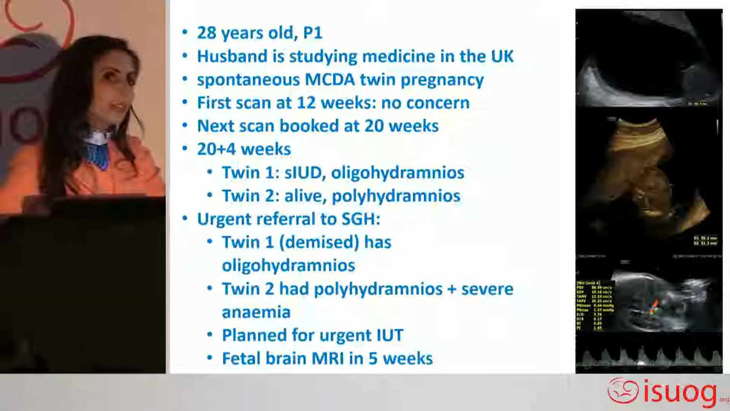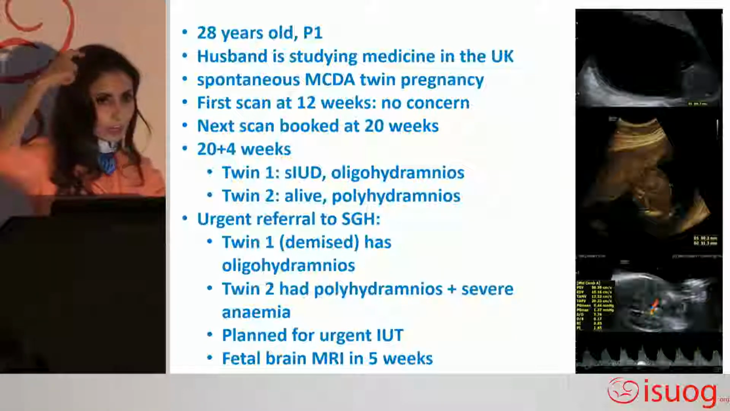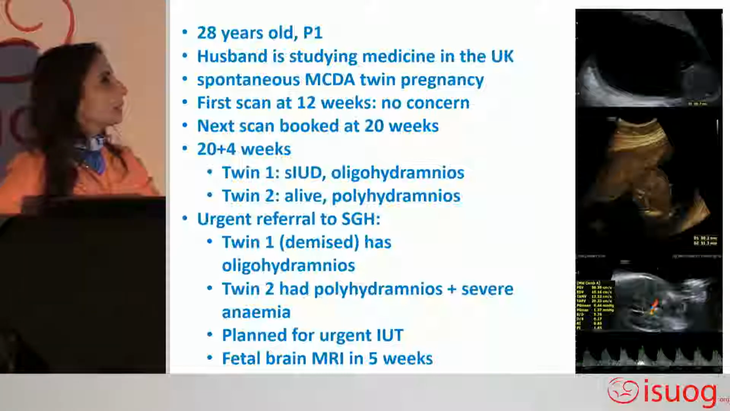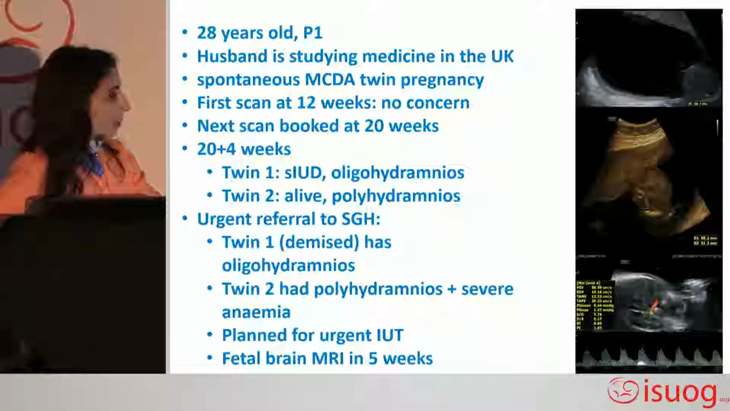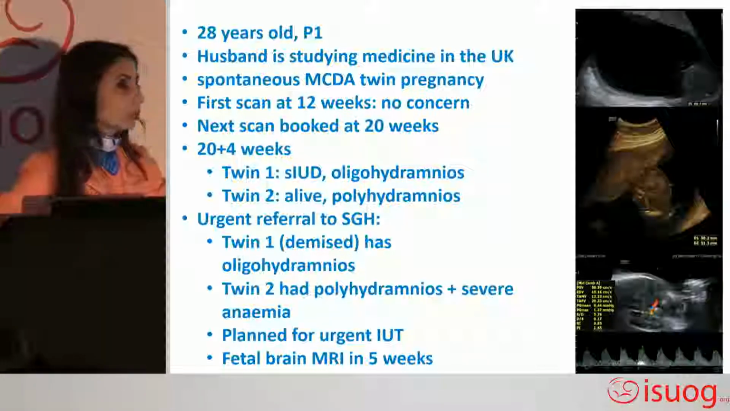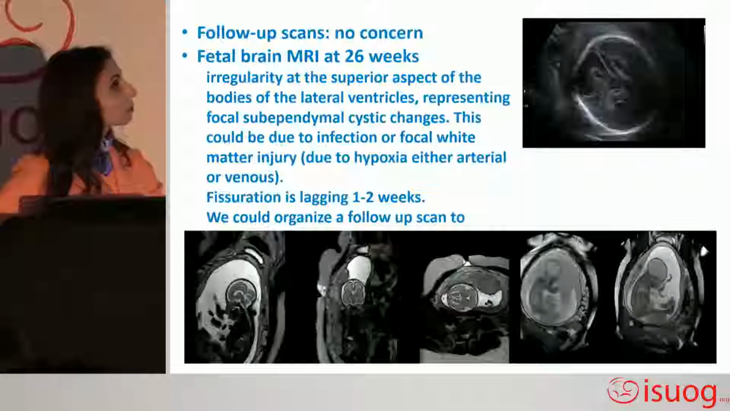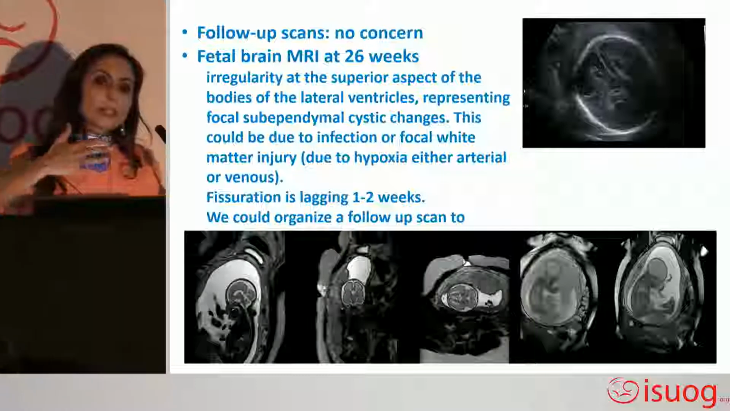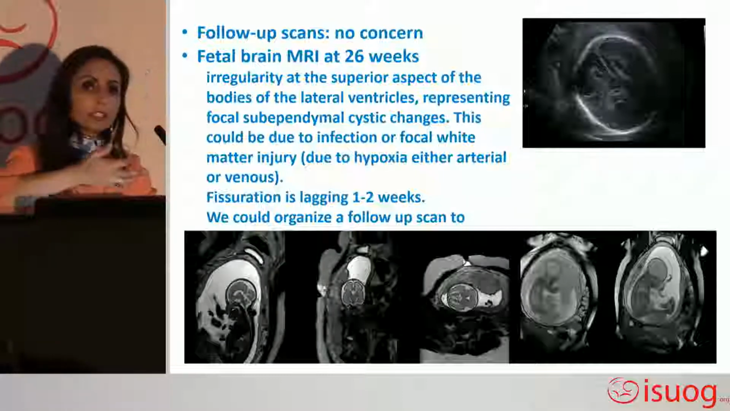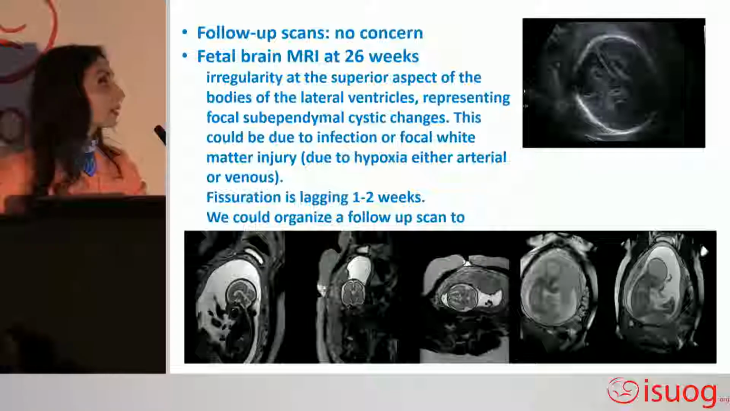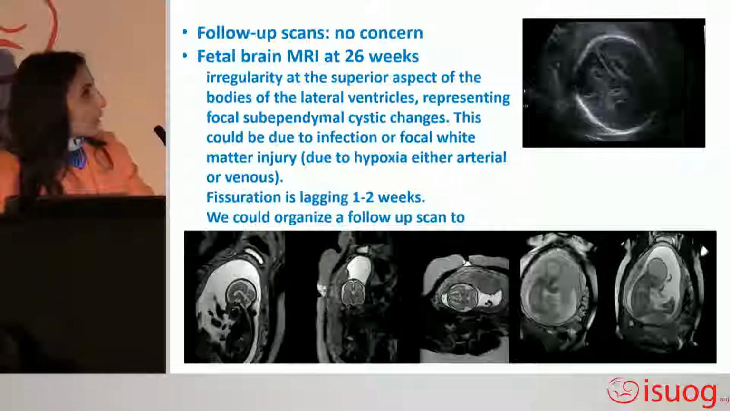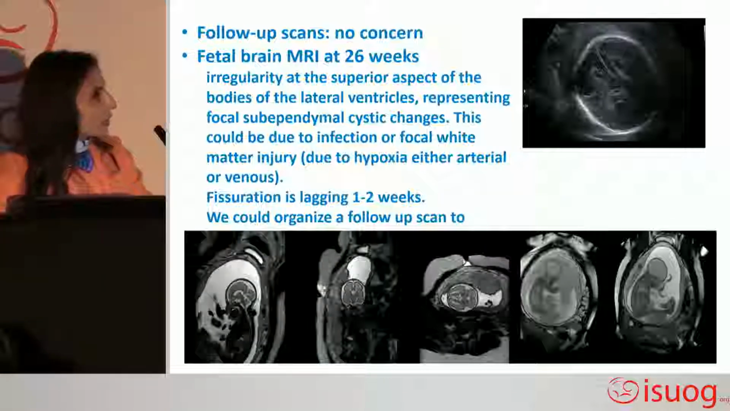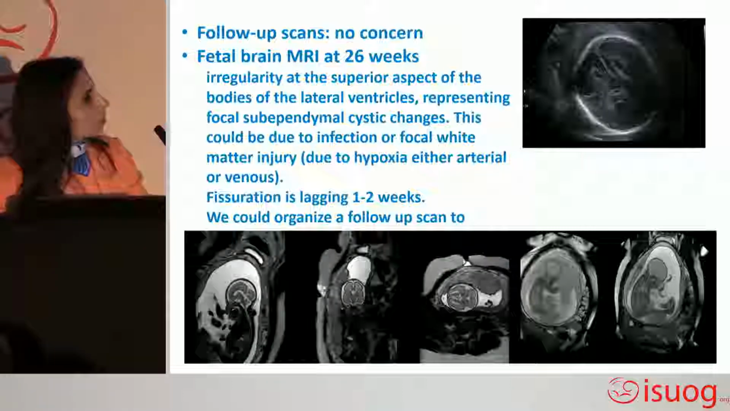And you remember yesterday we said we will have to do the middle cerebral artery peak systolic velocity, and this baby was very anemic. And therefore, we arranged an urgent intrauterine fetal blood transfusion, and we also discussed the option of doing an MRI in 5 weeks. So she had a transfusion, fine, no problem, and we followed up this pregnancy, and things got better. The polyhydramnios got better, and the baby was fine, and the Doppler is back to normal. So she had the MRI at 26 weeks, about 5 weeks after the diagnosis of the single intrauterine demise.